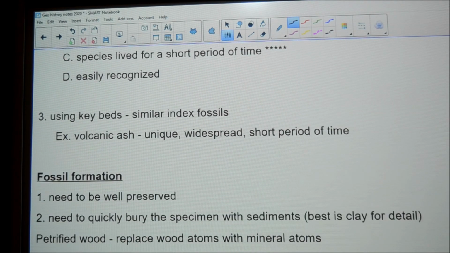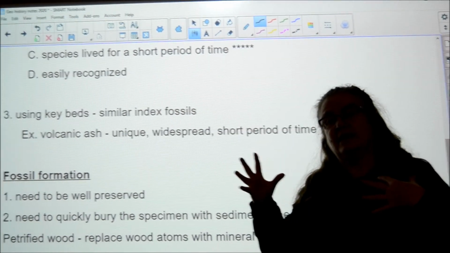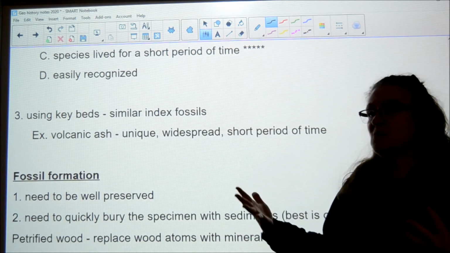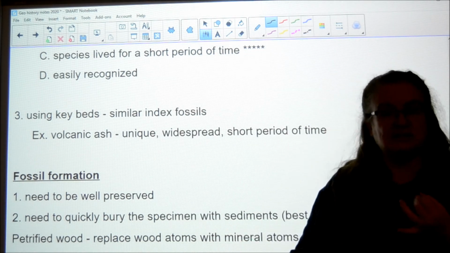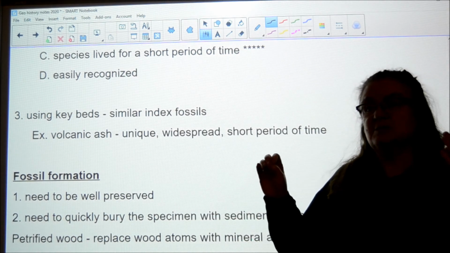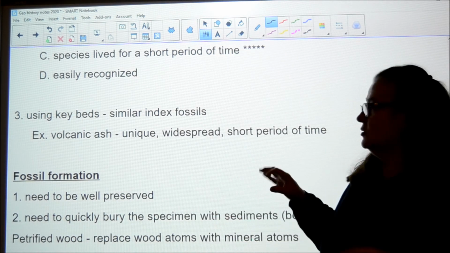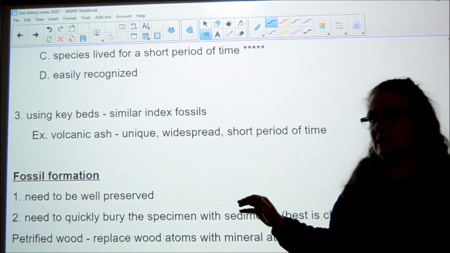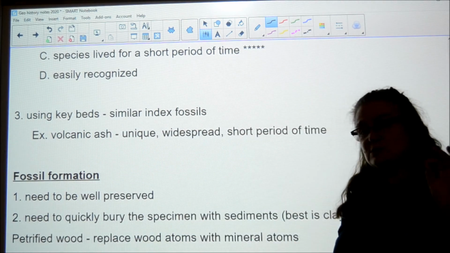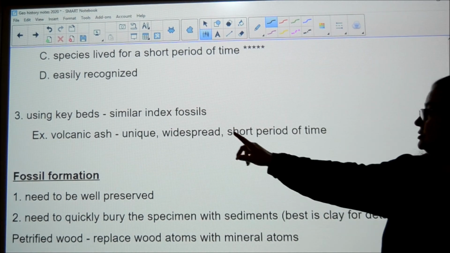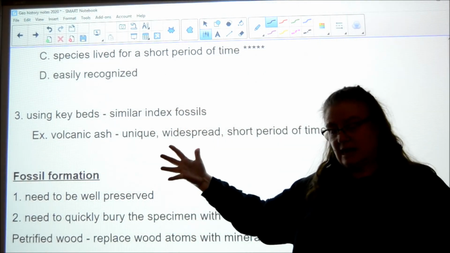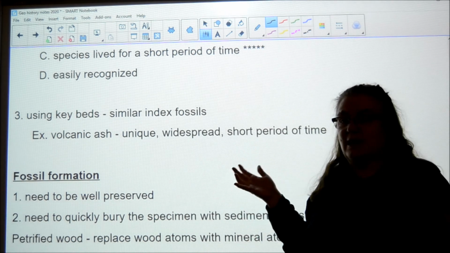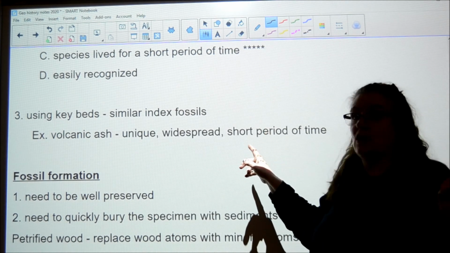Another thing I could do is use key beds. Key beds would be something like volcanic ash, something that's not happening every day. Somewhere on the earth, sand is getting deposited, silt's getting deposited, shale to make sandstone or siltstone, that's happening somewhere every day. Volcanic eruptions, not happening every day. So that's going to be unique. It's almost going to act as an index fossil. It's unique, it's widespread because the wind is going to carry that ash. Short amount of time, because if you look at Mount St. Helens, that ash was in the air for about 4 or 5 years. Really short amount of time.